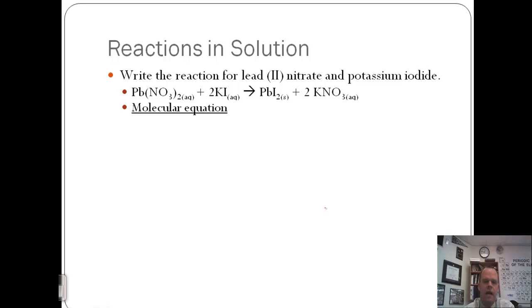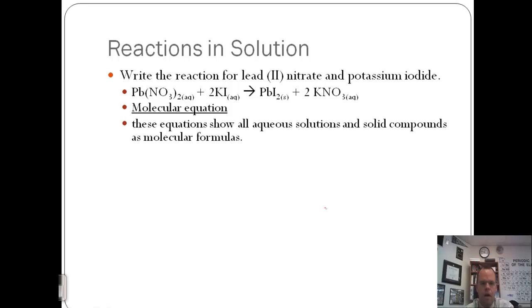This is known as the molecular equation. This is the equation you are most used to writing. This equation shows all the aqueous and solid components as molecular formulas, as our typical formulas. But this doesn't give us a really good description of what's actually taking place in the solution.